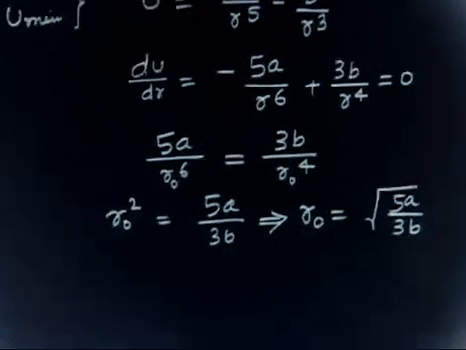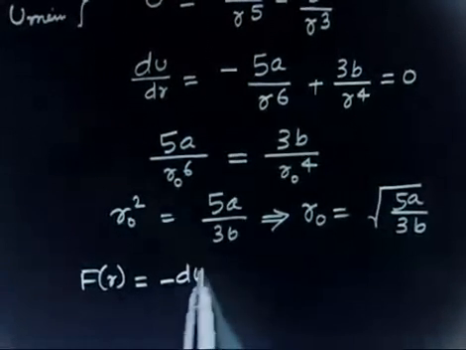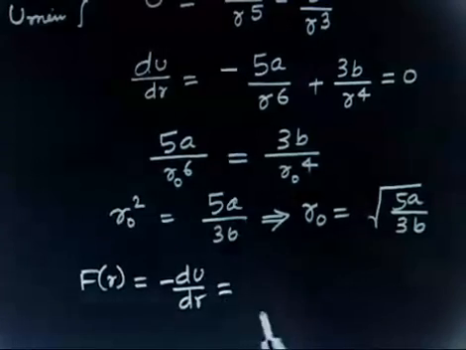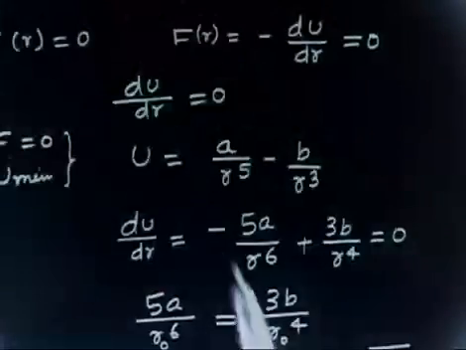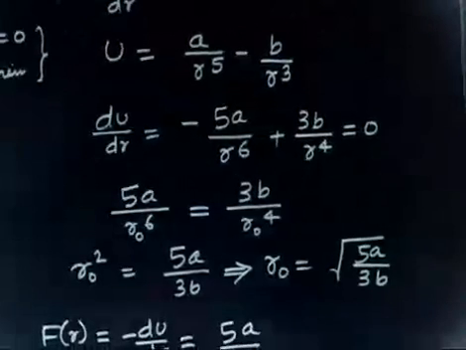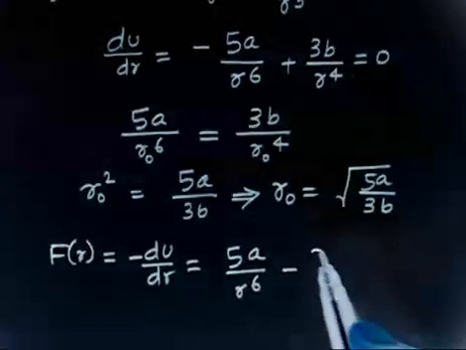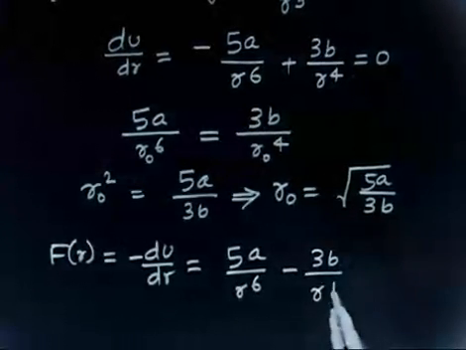Now you can also write the expression for force. Force as a function of r is nothing but minus dU over dr, and dU I have already calculated. dU over dr is this. So if you take the minus, you will have 5a r to the power 6 minus 3b r to the power 4. So this is the force.